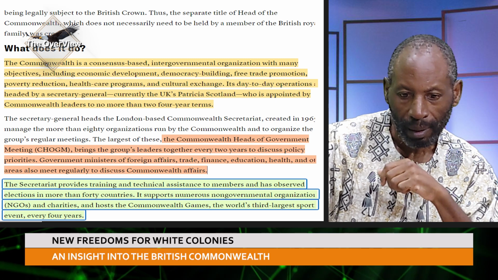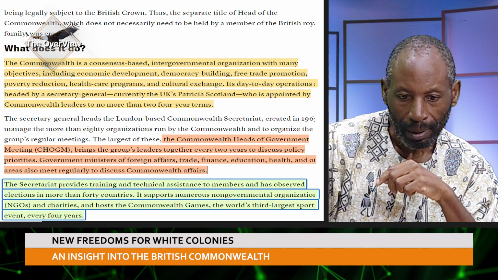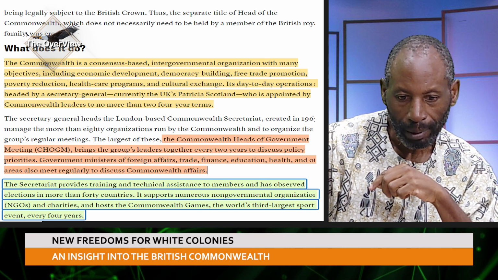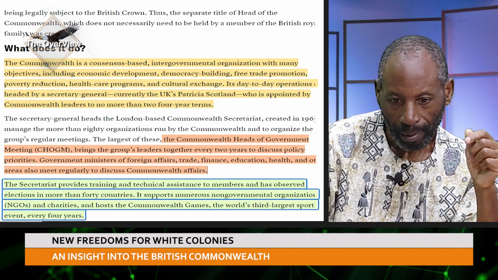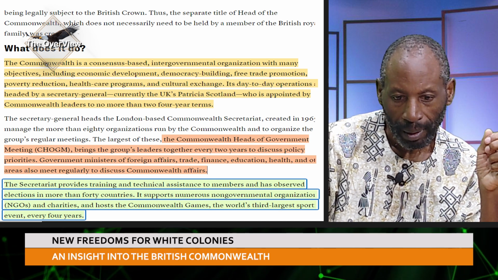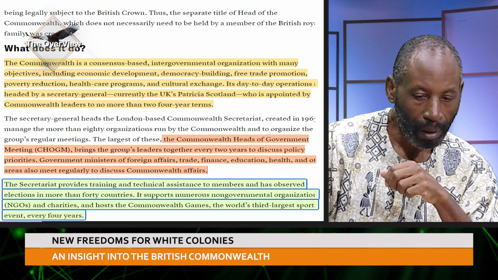So, in terms of the beginning of the Commonwealth, according to the Council on Foreign Relations and their perception of what they see about the Commonwealth, it is a consensus-based intergovernmental organization with many objectives, including economic development, democracy building, free trade promoting, poverty reduction, health care programs, and cultural exchange. Its day-to-day operations are headed by a Secretary General, currently the UK's Patricia Scotland, and she's appointed by the Commonwealth leaders.